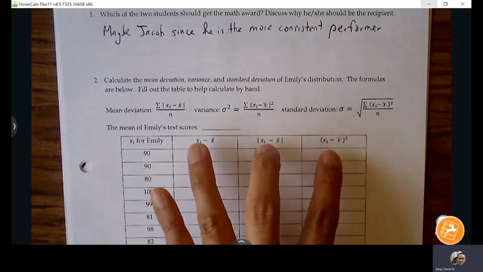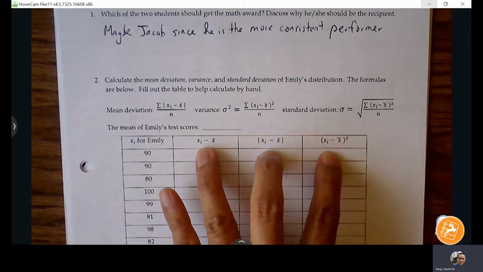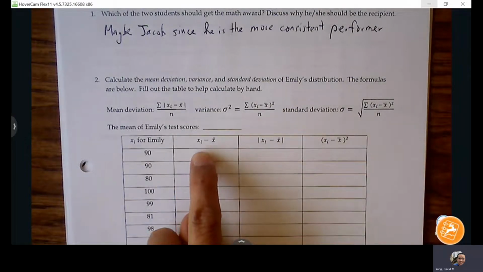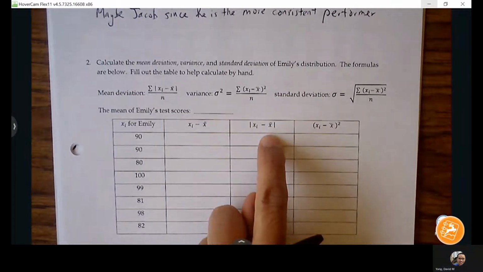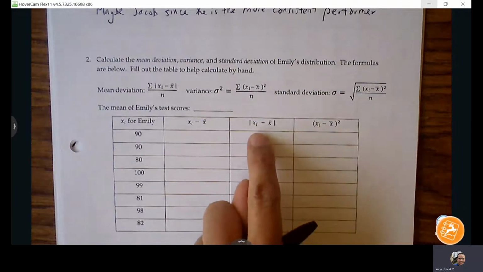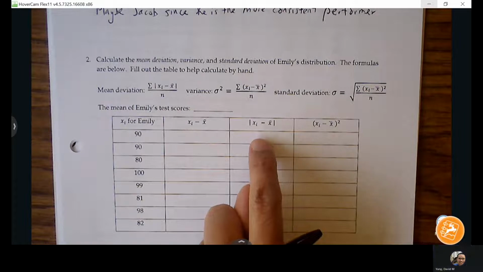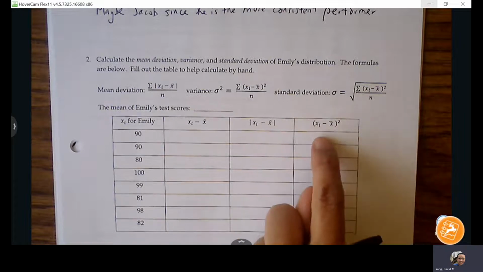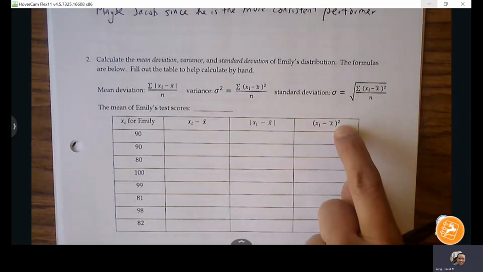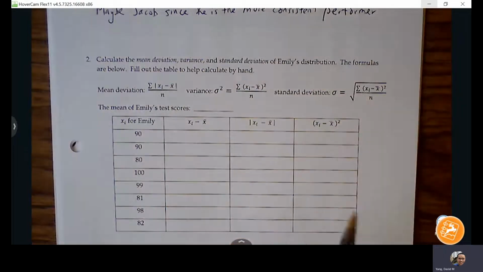Now they all require you to subtract from the mean, but for the mean absolute deviation, we're going to just use the positive value, but for the variance we're going to square it. Okay, so that's the difference.